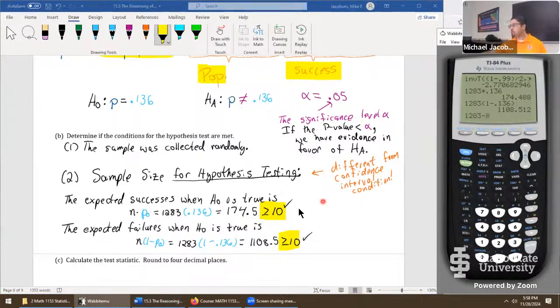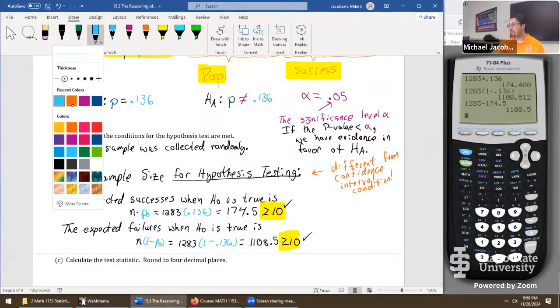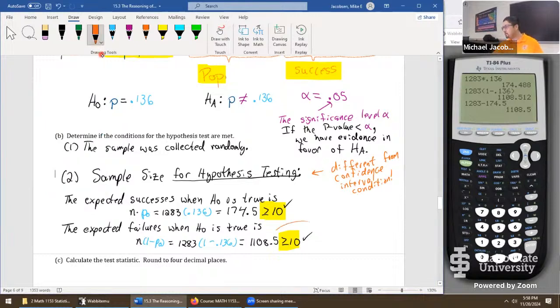1283, subtract your expected number of successes, 174.5. Get the value, 1108.5, already rounded and ready to go. And that's a great way to calculate it as well. We could say here, or compute, n minus expected successes for the same exact result.